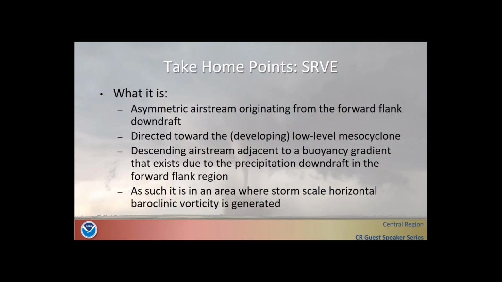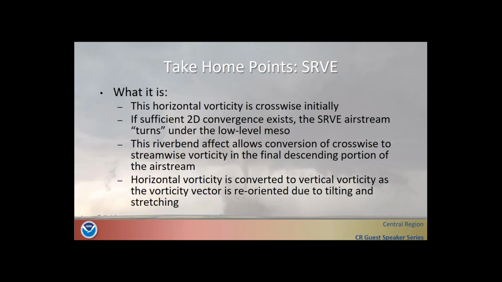As it descends, we know due to the buoyancy gradient that we're going to see baroclinically generated vorticity, and it's going to be mostly crosswise in nature. And some of this has been known really for years. I mean, dating back to even VORTEX1, we know that there's this baroclinically generated vorticity that's very critical to tornadogenesis. But in this case, we know it's mostly emanating from the forward flank. So again, this vorticity is mostly crosswise initially.